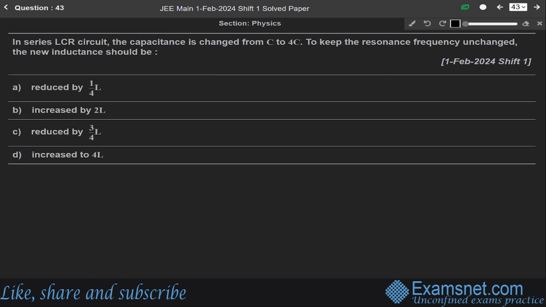Now next question 43. In a series LCR circuit, the capacitance is changed from C to 4C. To keep the resonance frequency unchanged, the new inductance should be. So this question is from the chapter of electromagnetic induction and alternating currents.